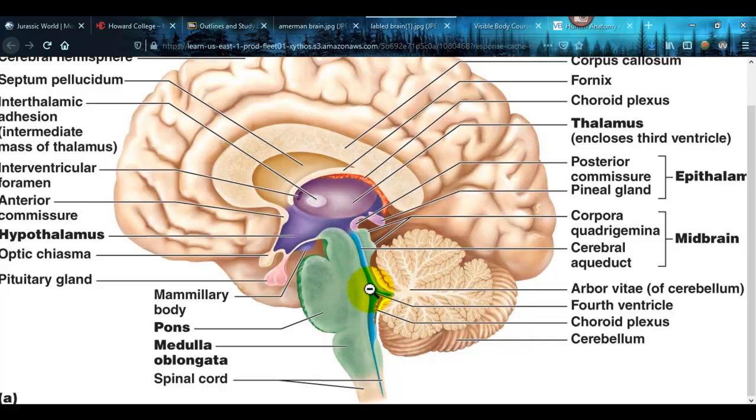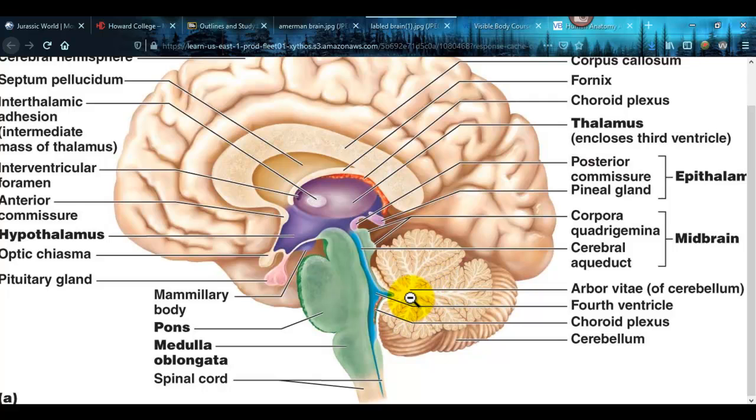This is called the cerebral aqueduct. There's an area in the middle of the brain here called the third ventricle. This area up here are the lateral ventricles, and they produce spinal fluid. These choroid plexus actually produce that, but they line all the ventricles. And the fluid drains down through this way. And that little drain there is part of the midbrain. It's called the cerebral aqueduct.